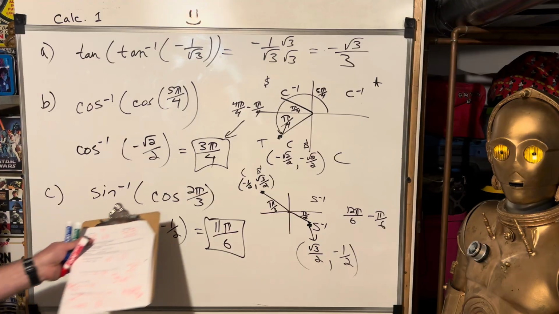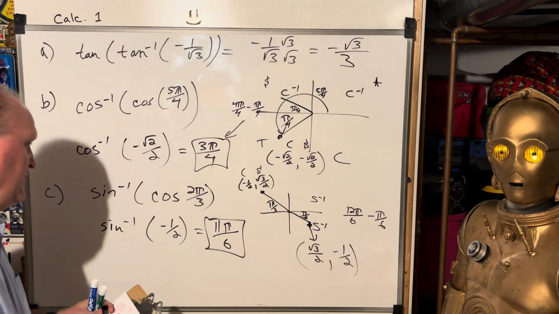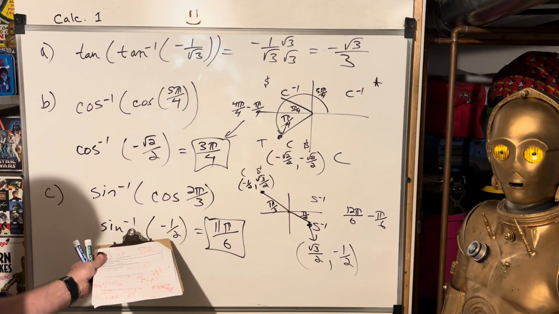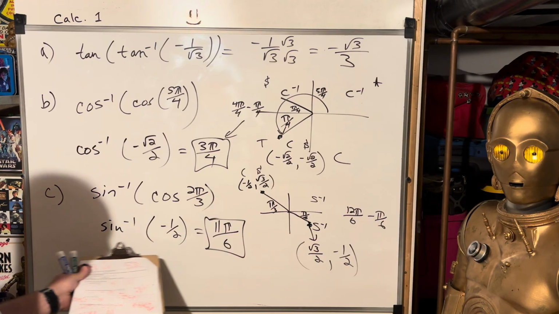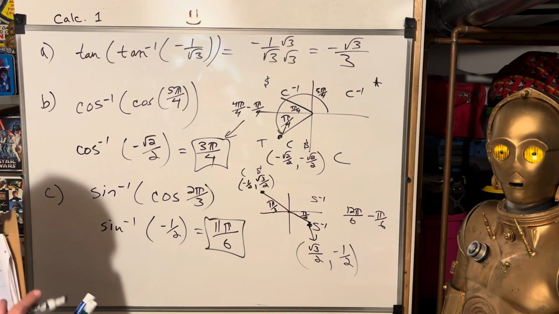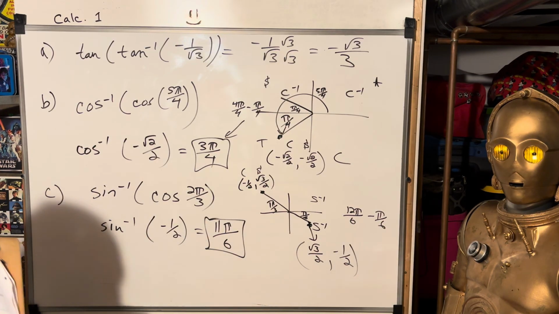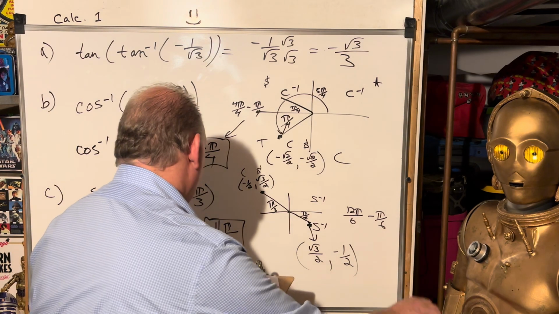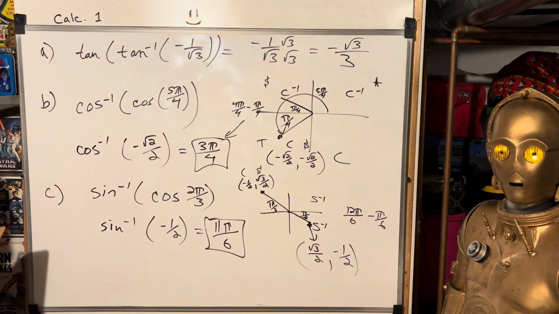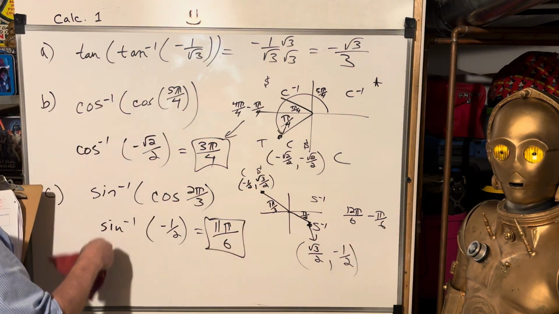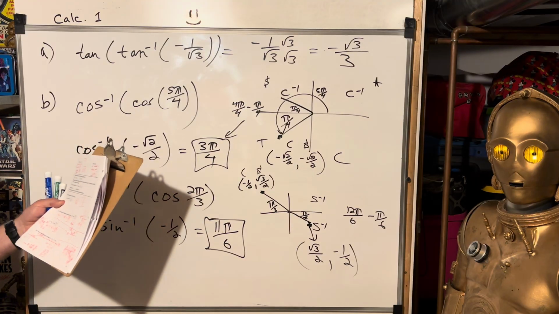So that was tricky because you had to use the cosine to find the negative 1/2, but then you had to switch to sines. And so that's 60 degrees for sine and 30 degrees for cosine. Or the other way around, 30 degrees for sine, 60 for cosine. All right.